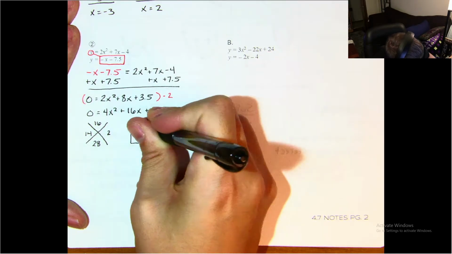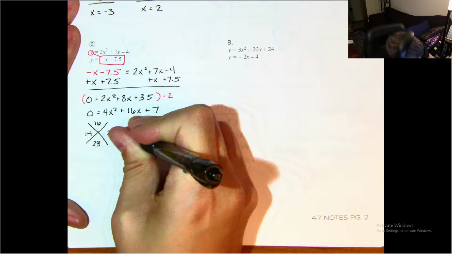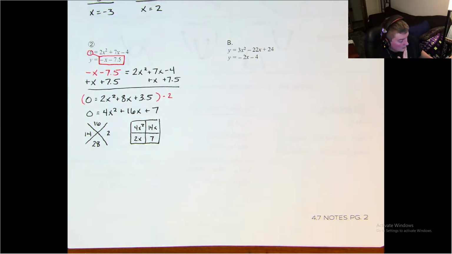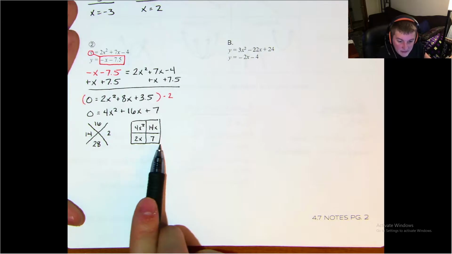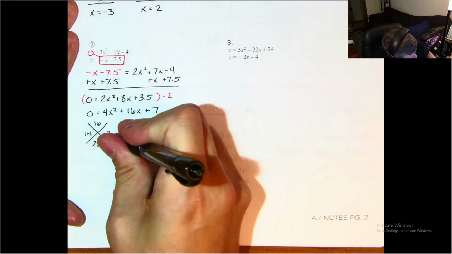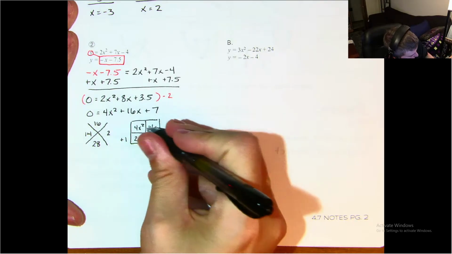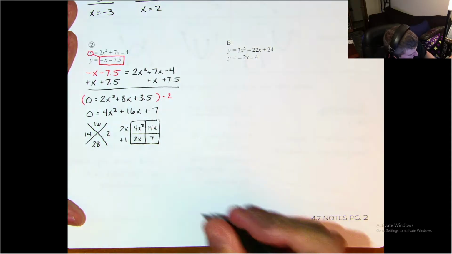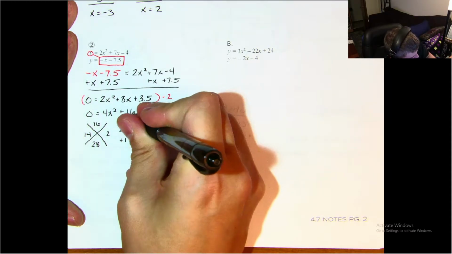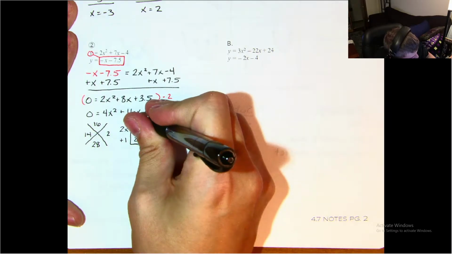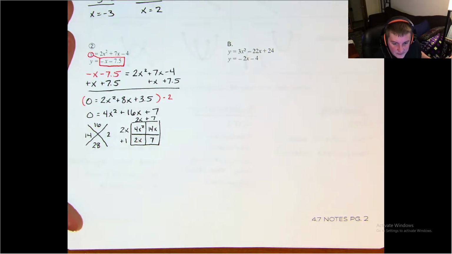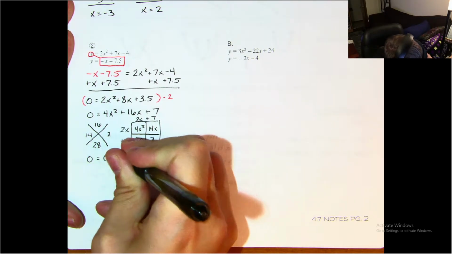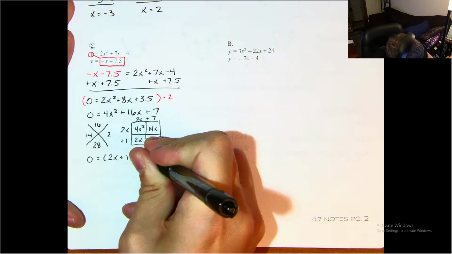4x squared, and then 14x, and then 2x, and then 7. Okay, and then I can start taking my greatest common factors out. Greatest common factor between 2x and 7 is 1. Greatest common factor between 4x squared and 14x is 2x. Greatest common factor between 2x and 4x squared is 2x. Greatest common factor between 14x and 7 is 7. So this whole thing is going to factor into 2x plus 1 times 2x plus 7.